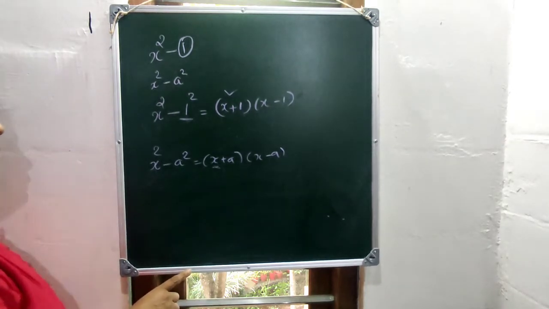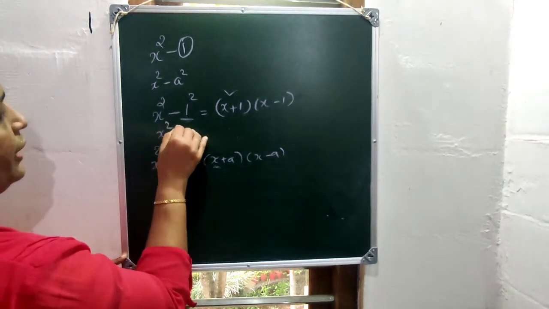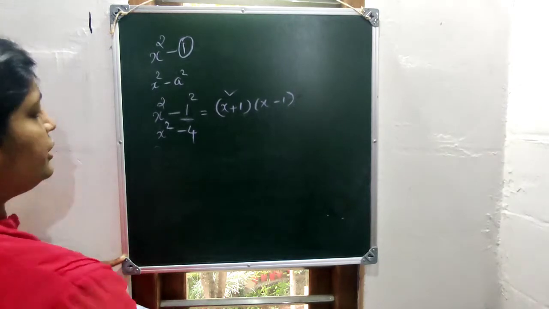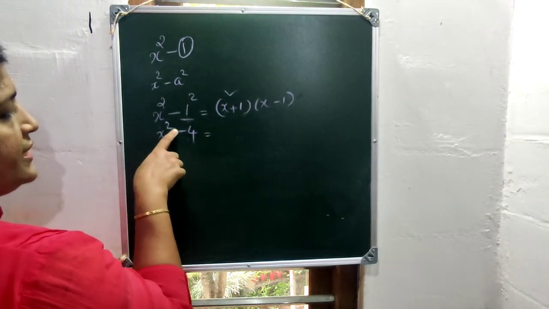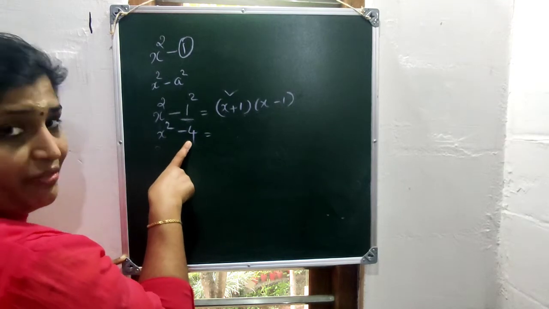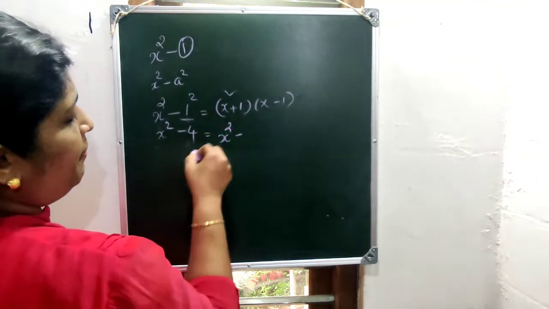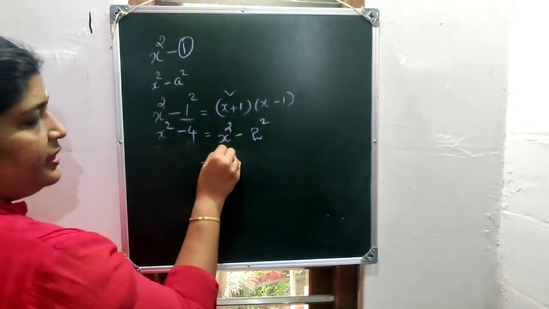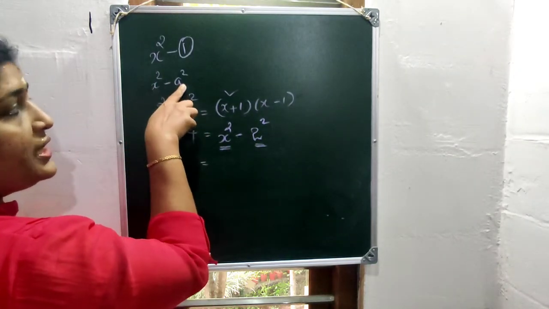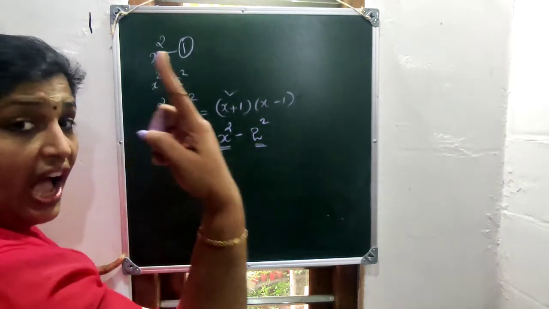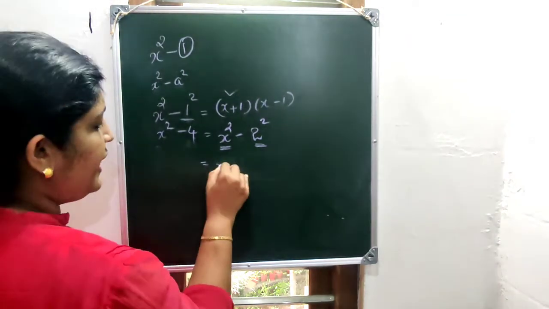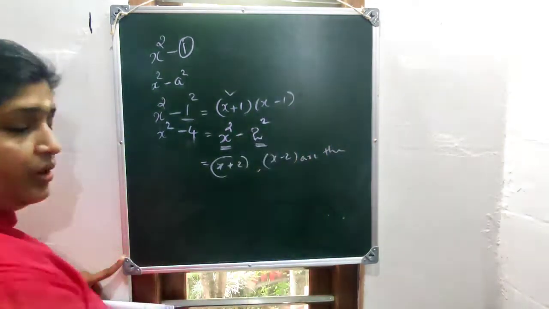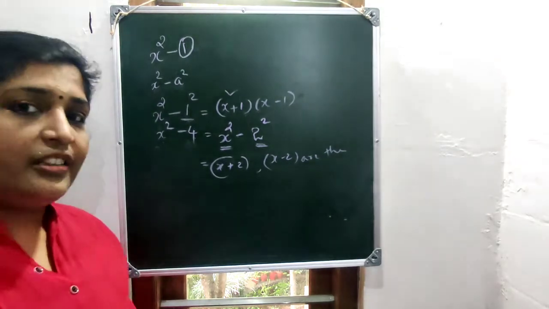Then what about x square minus 4? What are the factors of x square minus 4? We can write this 4 as, yes, 4 is also a perfect square, right? That is equal to x square minus 2 square. Now this is in the form of x square minus a square, so the factors are x plus a and x minus a. So which are the factors? x plus 2 and x minus 2 are the factors.